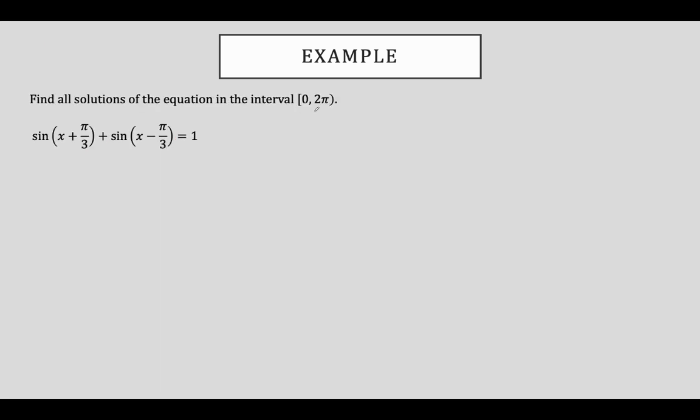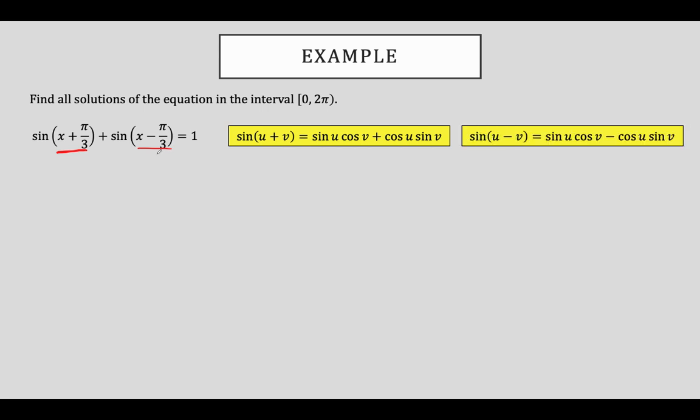Now let's talk about using the sum and difference formulas to help us in solving equations. This says find all solutions of the equation in the interval 0 to 2 pi. We have the sine of x plus pi over 3 plus the sine of x minus pi over 3 is equal to 1. Well, inside of each one of these trig functions, I have a sum or a difference, which means we should probably look at using our sum formula for sine and our difference formula for sine.